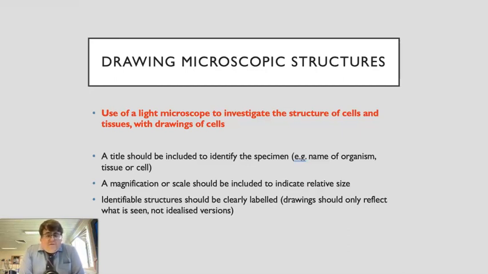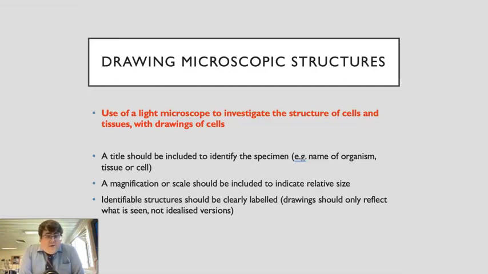So, first off, when you've got your image perfectly, you've seen it, you've got the magnification correct, it's clear in the microscope, you can look down it, you can see it, you can identify features. Now you need to draw it. The first thing you need to do is put a title that helps to identify the specimen. Generally, it's just going to be the name of the organism, tissue, or cell.